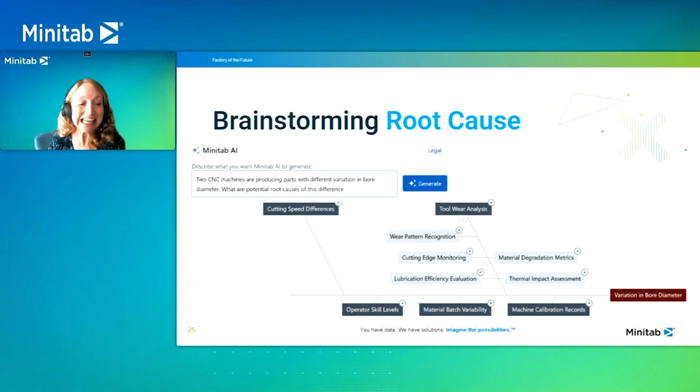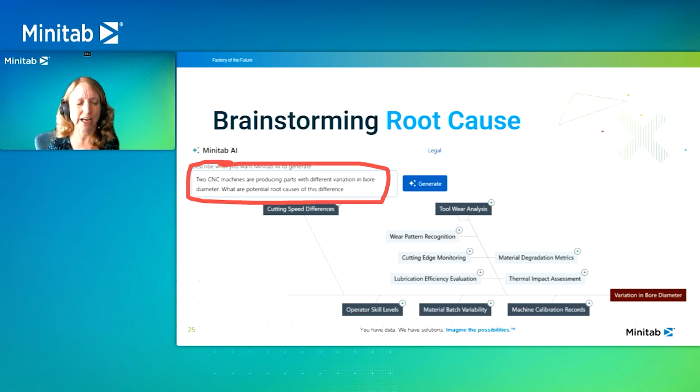Well, another piece of the Minitab Solution Center, which was newly added last April, so it's been out for almost a year now, is Minitab Solution Center Online with built-in AI. Minitab AI can go into our brainstorming tool, and I ask it, hey, I have 2 CNC machines. I've been told they're producing parts with different variation. What are the potential root causes of this difference? And this happens to be a bore diameter, by the way. That was the metric I was looking at.